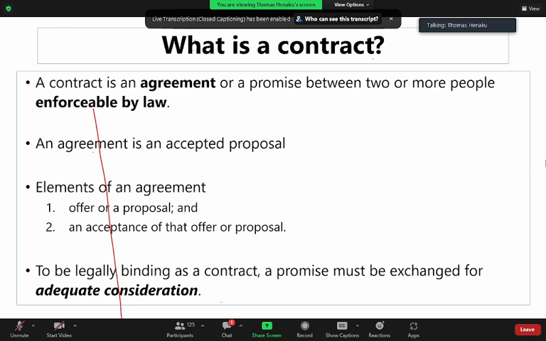So, for example, promises that are purely gifts are not considered enforceable or adequate consideration. Why? Because the personal satisfaction the grantor of that promise might receive from the act of giving is normally not considered adequate consideration.